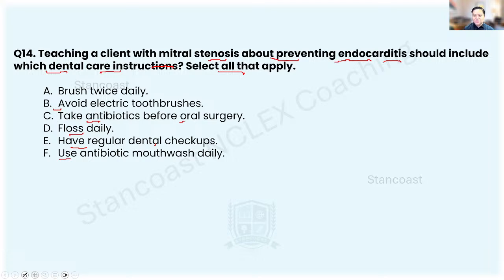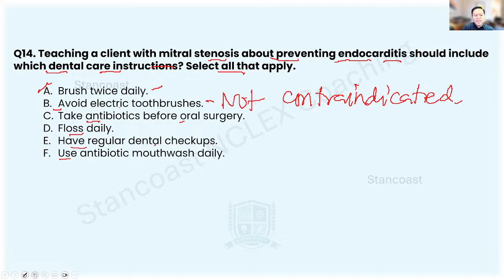All right, let's go through the options. Letter A, brushing the teeth twice daily. Of course, we're gonna encourage that. What about letter B? Avoid electric toothbrushes. Not contraindicated, guys. Not contraindicated. So we should not avoid that.